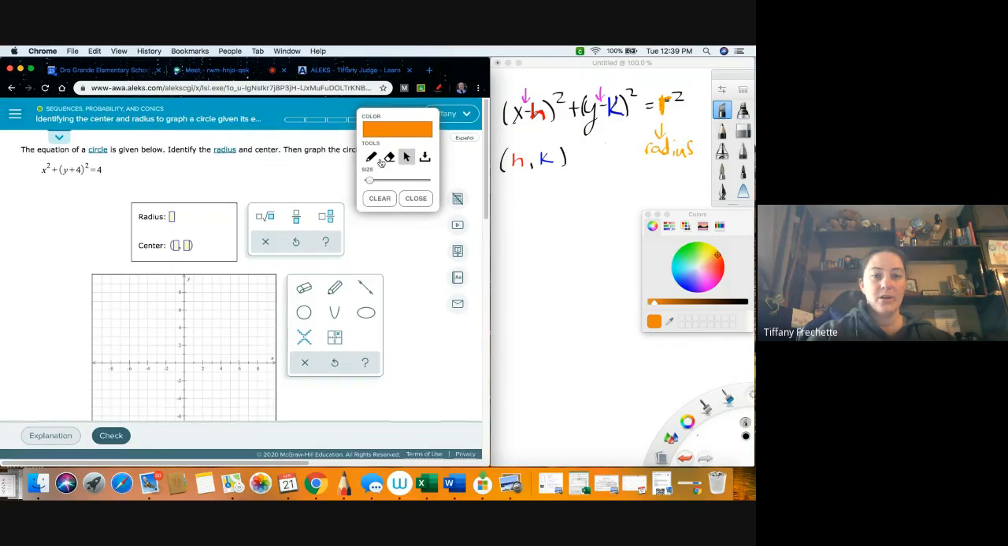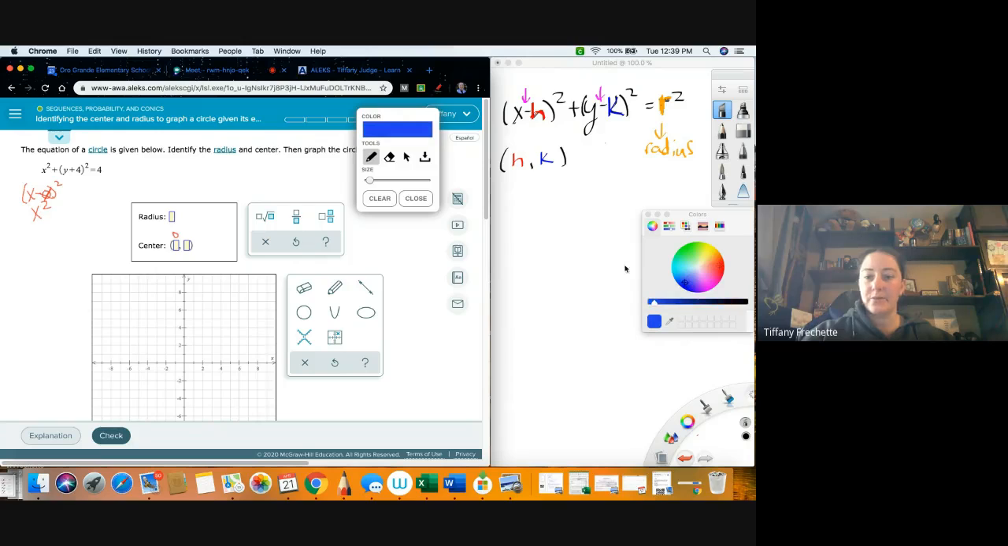Okay. So this one does look a little different right off the bat. Where is my h? I have x squared, but there's no x minus h. Well, if it's just x squared, what that means is it was x minus 0 squared. Well, what happens to 0? It cancels off, and I just end up with x squared. So that tells me that my x coordinate, the h, is 0.